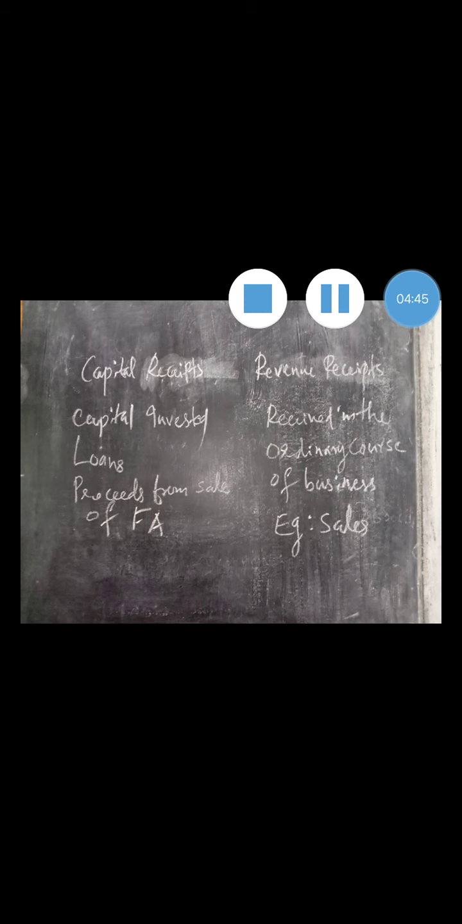Then we can look at what is a capital profit. That is the profit coming with capital receipts. Capital receipt, the best example is sale of fixed asset. At the time of sale of fixed asset, if you are receiving a profit, that is capital profit. Capital losses are the losses arising with capital receipts. For example, if you are selling your fixed asset at a loss, that loss is capital loss.